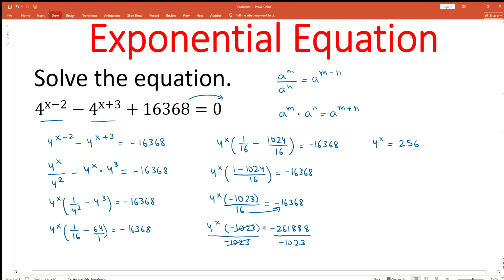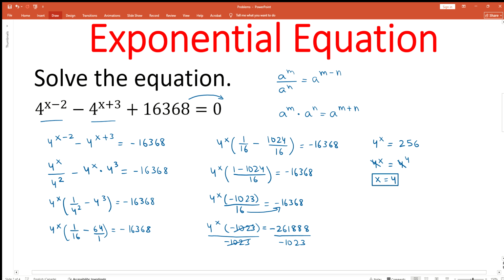Now we can use the same base method to solve this equation. The base on the left side is 4. We should write 256 as a term with base 4. 256 is equal to 4^4. Now we have the same base on both sides of the equation. We can cancel out the bases and equate the exponents. I get x equals 4. This should be the solution for this problem.